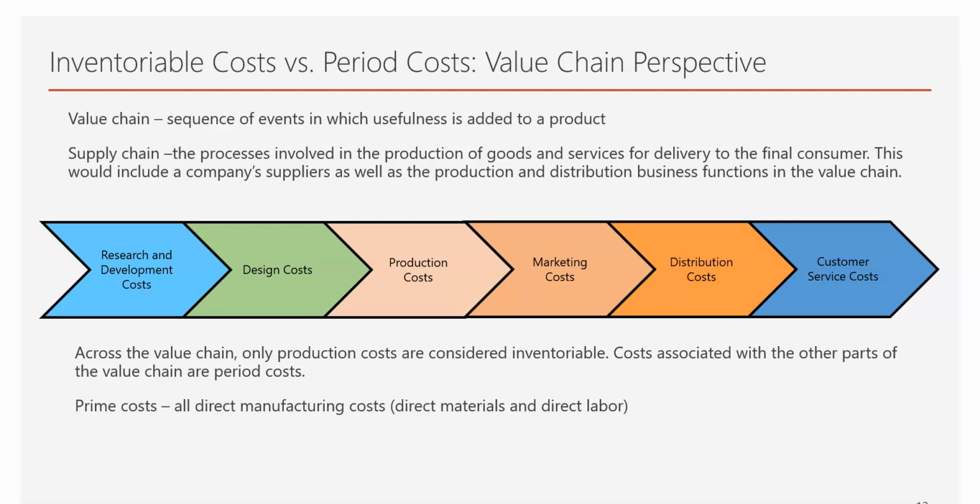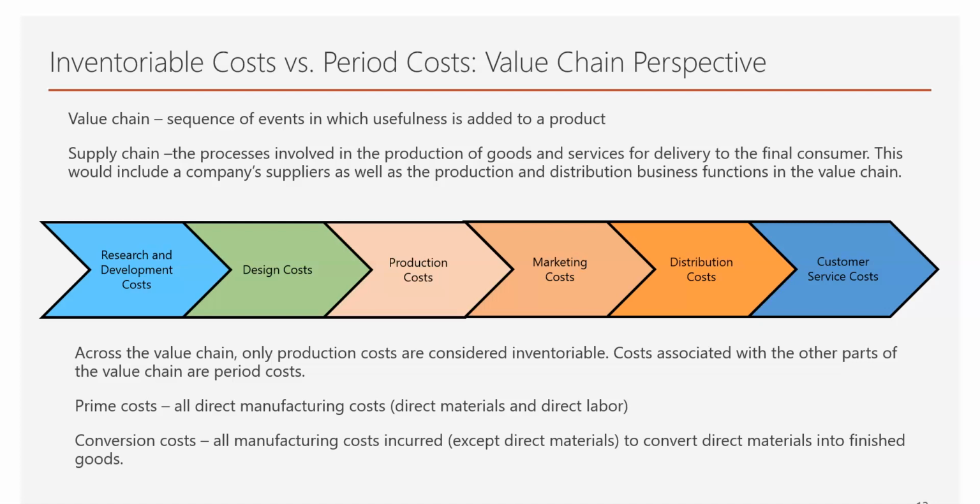A couple more definitions I want to introduce to you that we should be aware of are prime costs. Prime costs are all direct manufacturing costs, such as direct materials and direct labor. Conversion costs are all manufacturing costs incurred to convert direct materials into finished goods. So we're going to separate our direct materials from all other production costs, and all the other production costs together, such as direct labor and manufacturing overhead, are going to be used to convert materials to finished goods. So those are conversion costs.